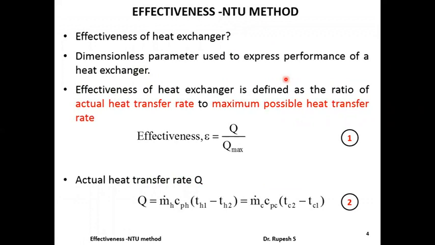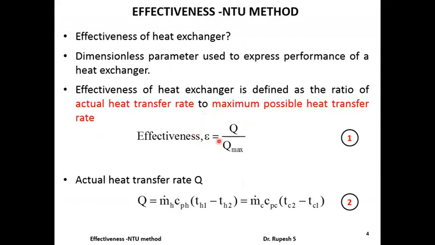In the effectiveness NTU method, first of all, we should know what is effectiveness. Effectiveness is a dimensionless parameter used to express the performance of a heat exchanger. Effectiveness of a heat exchanger is defined as the ratio of actual heat transfer rate to maximum possible heat transfer rate. Effectiveness is represented by the Greek letter epsilon. Effectiveness epsilon is equal to Q by Q max, where Q is the actual heat transfer rate and Q max is the maximum possible heat transfer rate associated with the heat exchanger.